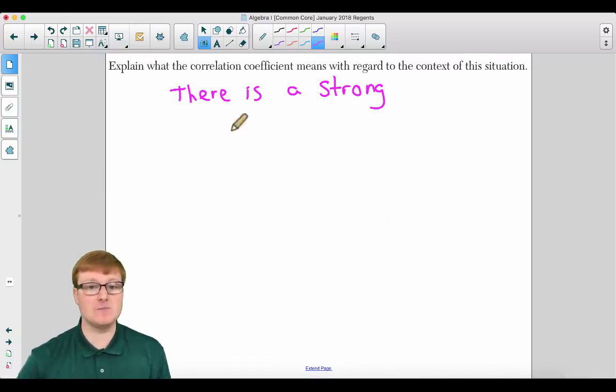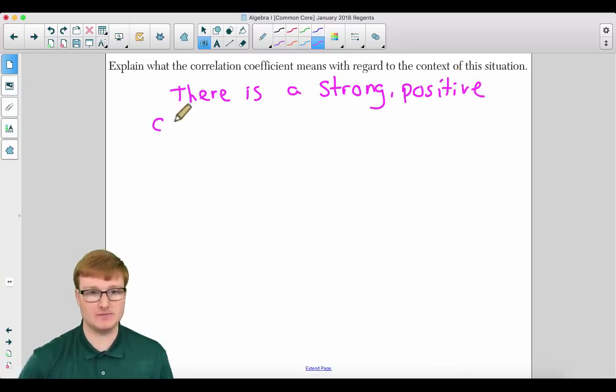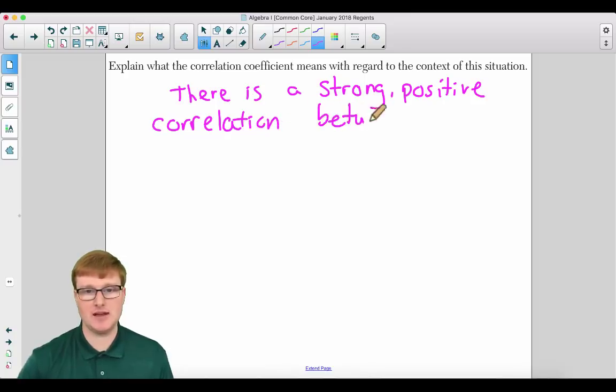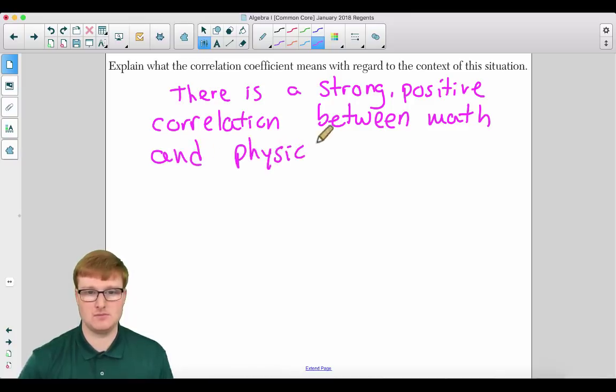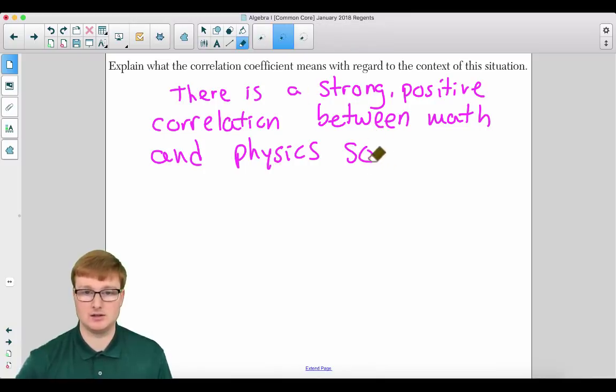So we go over here now. There is a strong positive correlation. That's what you have to state between mathematics and physics scores. Nice. I should spell scores correctly.